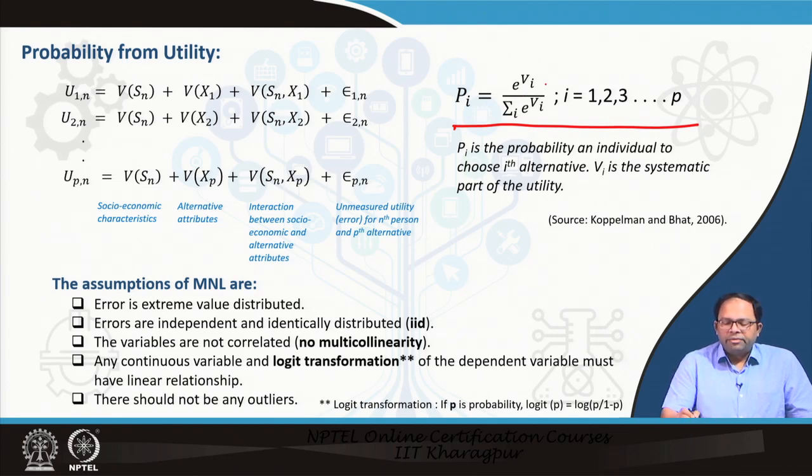So, V I is the systematic part, as we have discussed that it is not U I, we are only considering the V I, the systematic part of the utility. So, the random part is not being considered. That is why we have considered a distribution.